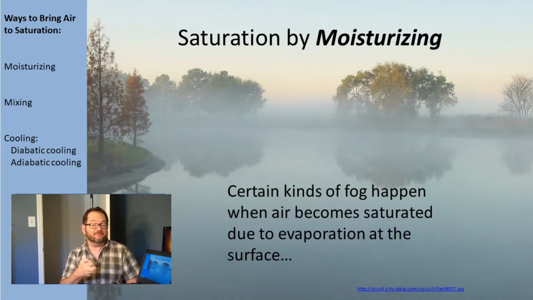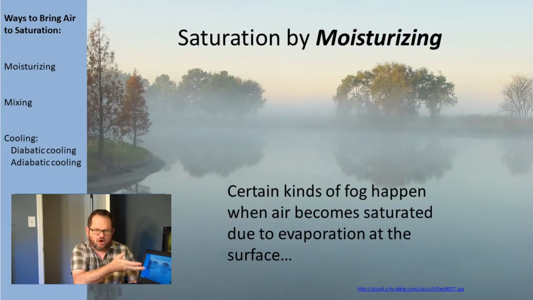For example, certain types of fog happen when the air becomes saturated due to evaporation off the surface. Certain types of fogs that happen over lakes, like what you see in this picture, for example, happen as the air becomes saturated due to evaporation of water off the surface, okay? Let me take a moment to point out that your book gives a list of something like 7 different types of fog, okay? I'm not sure I'm nuts about learning about 7 different types of fog, but some types of fog do happen this way, by saturation, by moisturizing, all right?